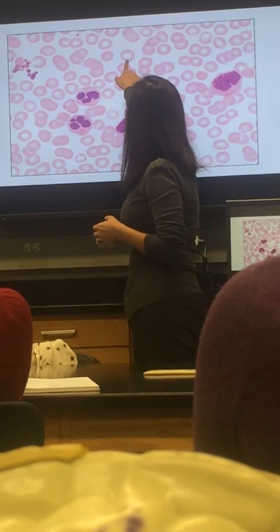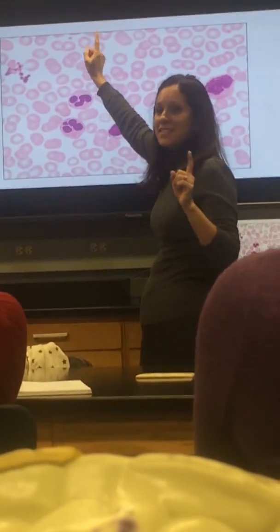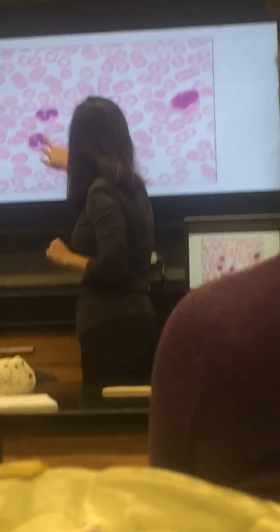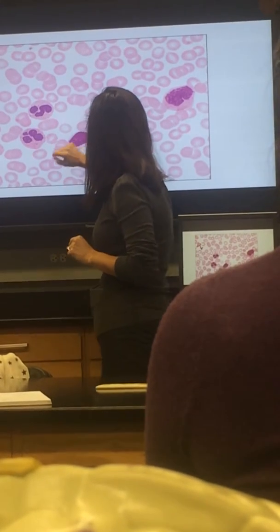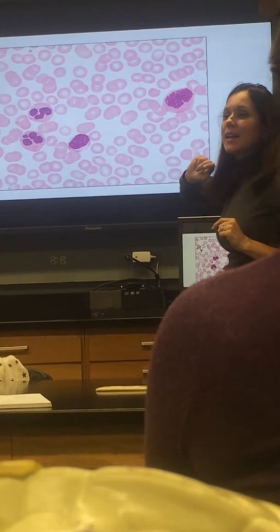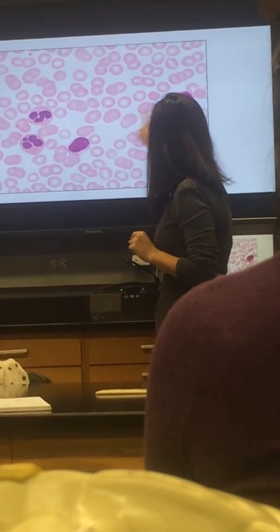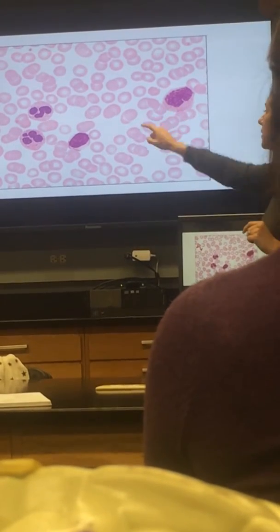Platelets. Do not give me red blood cells. Erythrocytes, and these are all leukocytes. What are these two? Lymphocytes. Look at the size difference. What's this? Monocyte. Monocytes are a lot bigger than the lymphocytes.